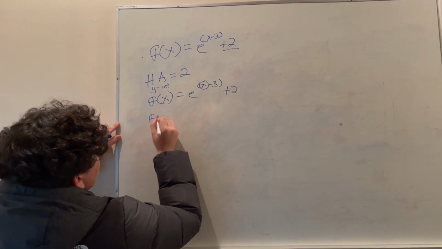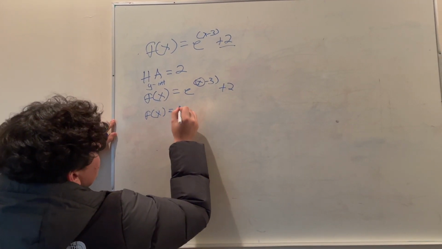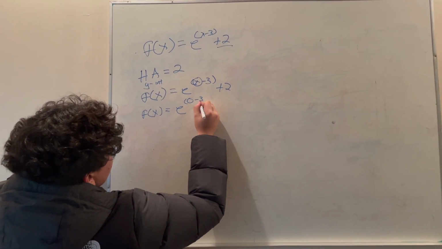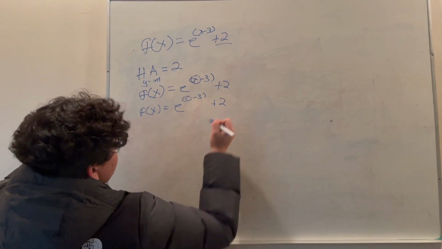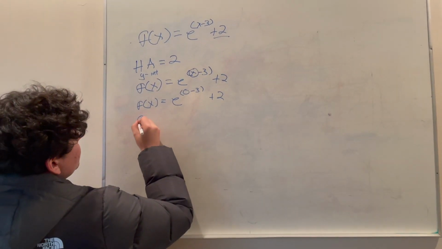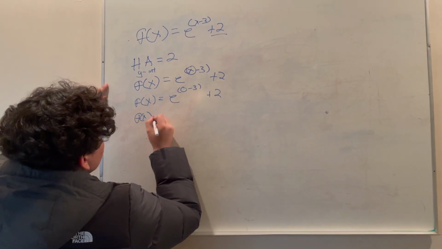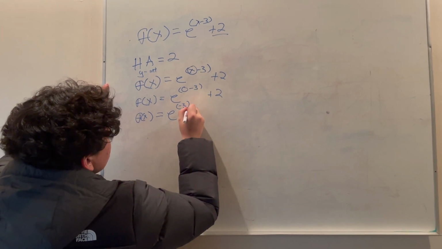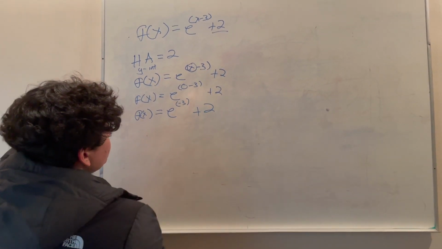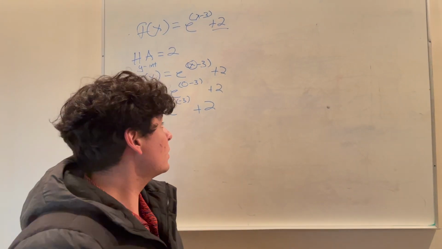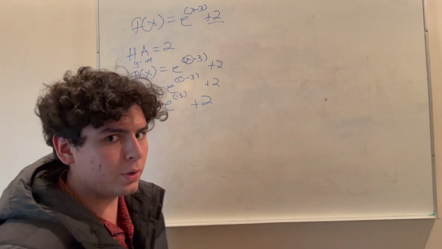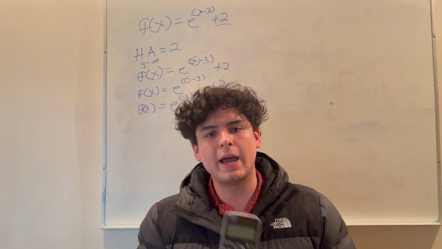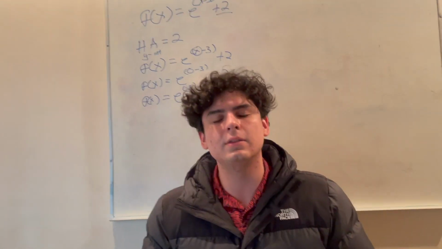So it is going to be f(x) equals e to the 0 minus 3, plus 2. Now we just solve f(x) with a negative cube, plus 2. So now that we have this, what are we going to do? We're going to grab our calculator and let me show you how it is done.